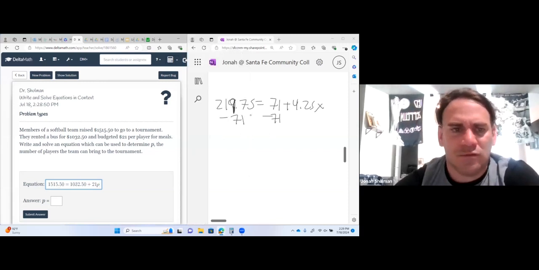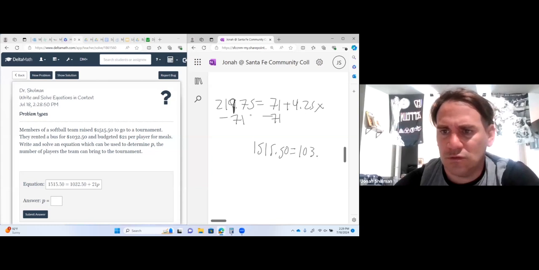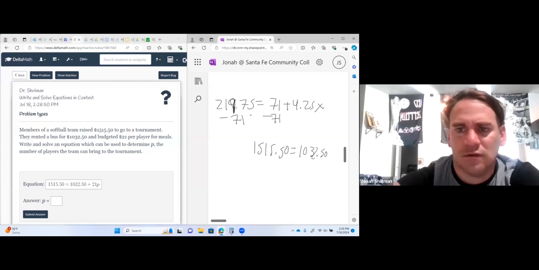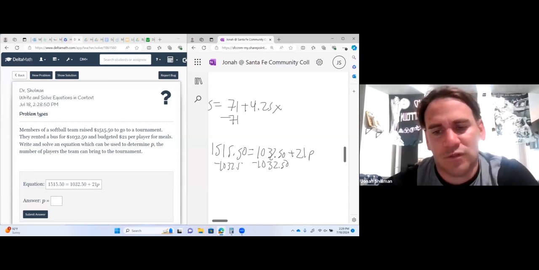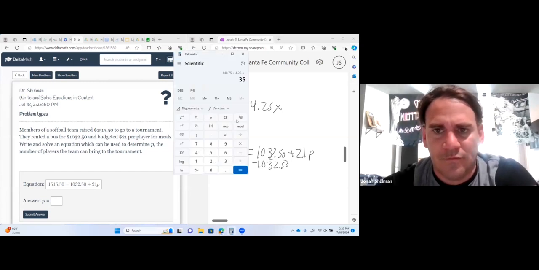So this is what we got: 1,515.50 equals 1,032.50 plus 21p. We're going to subtract that. Then whatever we get, we're going to divide it by the 21. That's all we're doing. I feel like we did enough of these in the other one for me not to go in super depth. But those are the steps.